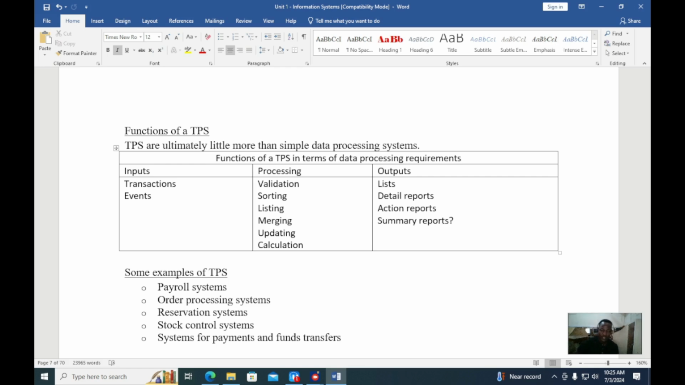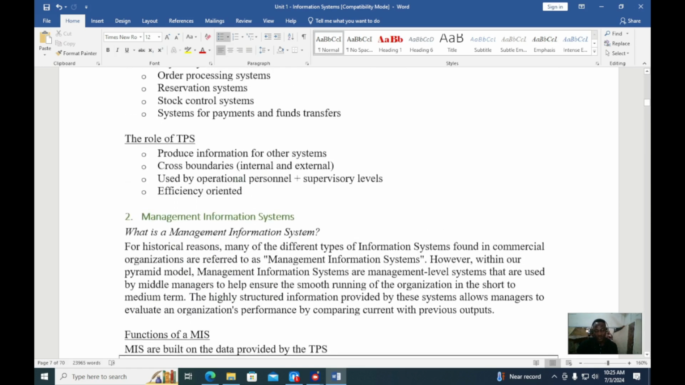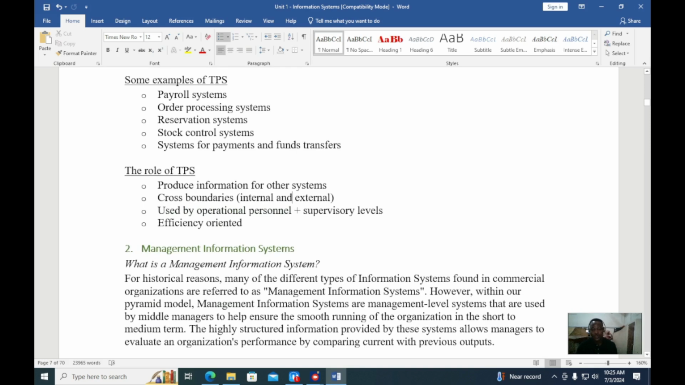If we look at the various examples of the transaction processing systems, we have the payroll systems, order processing systems, reservation systems, stock control systems, and also systems for payments and funds transfer. Now, what role do they play? One, the role of the transaction processing systems is to produce the information for other systems. So they are actually the basis of an information system. All the information is coming from the transaction processing system.